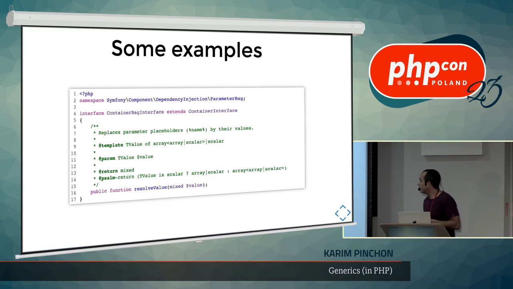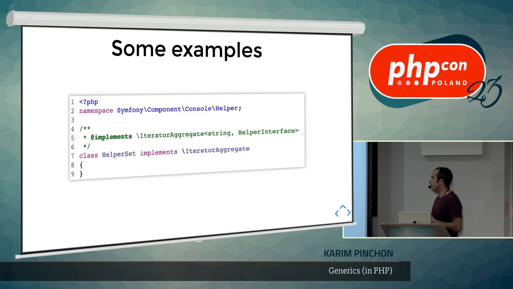Here, another important example is the container bag interface. And then, again, you will have more information about the return of the resolve value here. One thing I didn't tell yet is that in the PHP core classes themselves, there are some generics. So, for example, if you implement the IteratorAggregate PHP core class, and by using the @implements annotation, you will be able to, I don't know, loop onto your helper set and have some autocompletion, depending, of course, on what there is in your helper set. So again, this is really cool for the developer experience, without any PHPDoc, in fact.